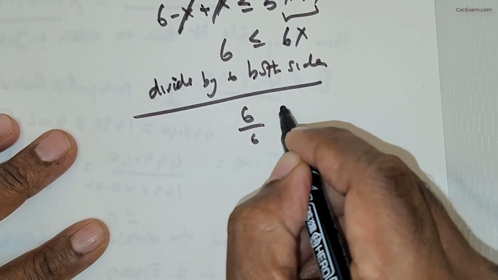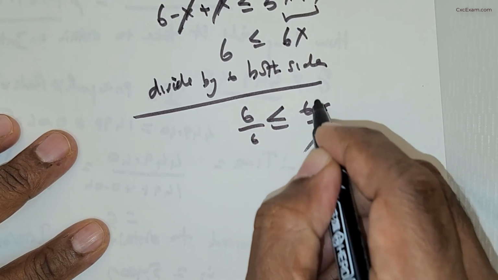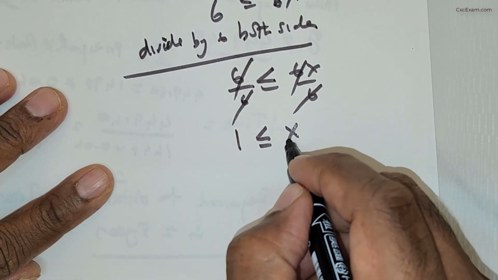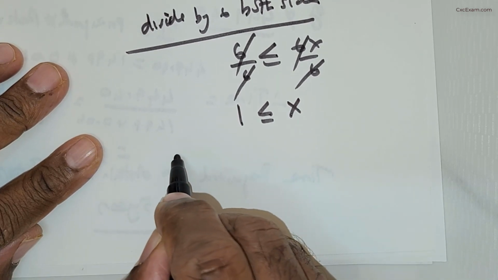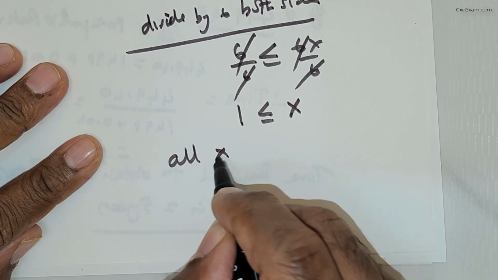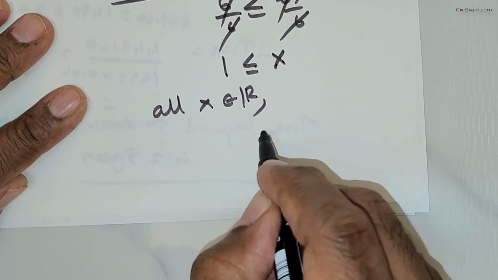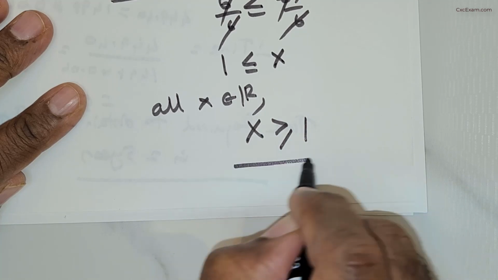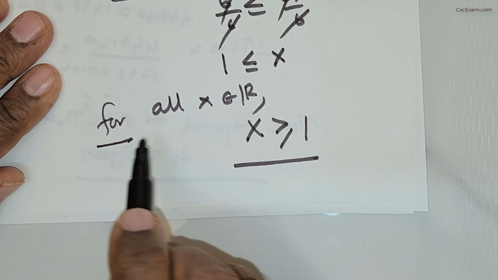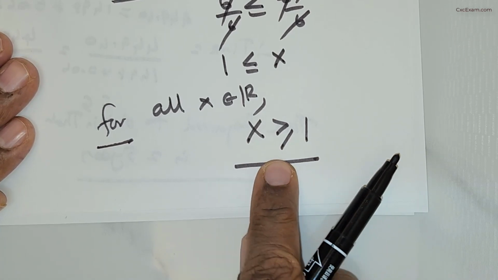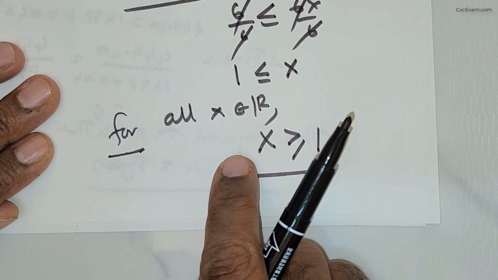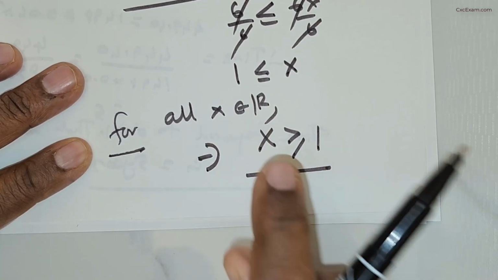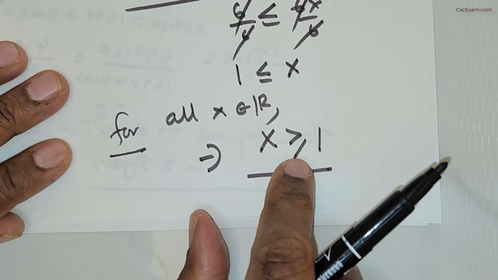So this would be 6 over 6 less than or equal to 6x over 6. 6 gets cancelled, 6 cancel. On the left you get 1 and on the right you have x. So I can write it like this: x is an element of the real numbers, x is greater than or equal to 1. You can state it like this. So this is the value that x will take. Okay, all values of x element of R such that x is greater than or equal to 1.